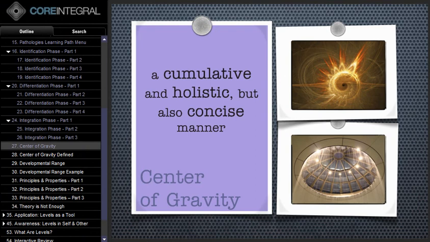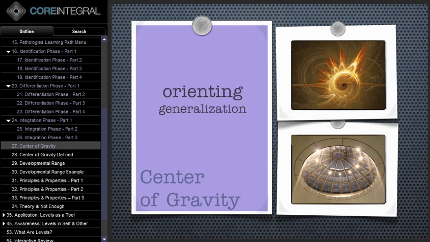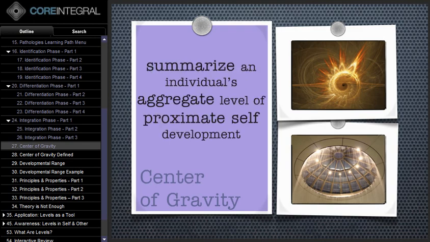Having to report on the status of our full psychographs every time we speak about our development just doesn't cut it. Fortunately, a concept called center of gravity fits the bill. Center of gravity is another orienting generalization that allows us to summarize an individual's aggregate level of proximate self-development in spite of its complexity and variable nature.